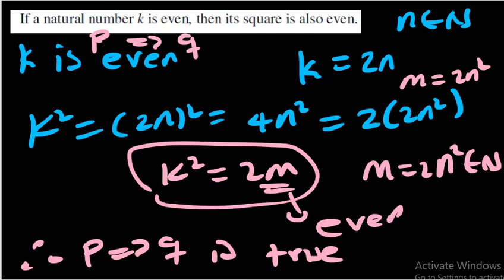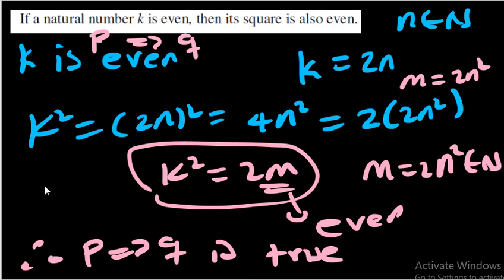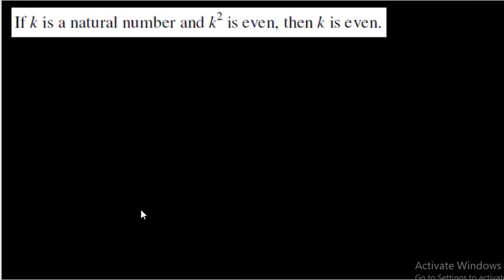Let us add one more example. The last example is this: if k is a natural number and k squared is even, then k is even. This is the converse of the previous statement. The previous statement says if k is even, then the square is also even. So this time, if the square is even, then k will be even. That is the converse of the previous statement.